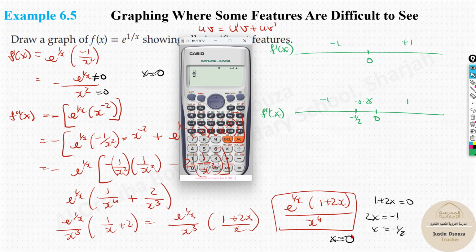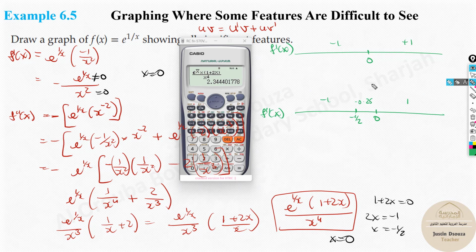Let's do the next one over here. It's shift and e to the power 1 by x, 1 divided by alpha x, and multiply it with 1 plus 2 alpha x, close the bracket, divided by alpha x to the power 4. Now calculate at these test values. Above both were minus. Let's check this. Minus 1, it's minus again. Till now everything is minus. Calculating at minus 0.25, we get plus.